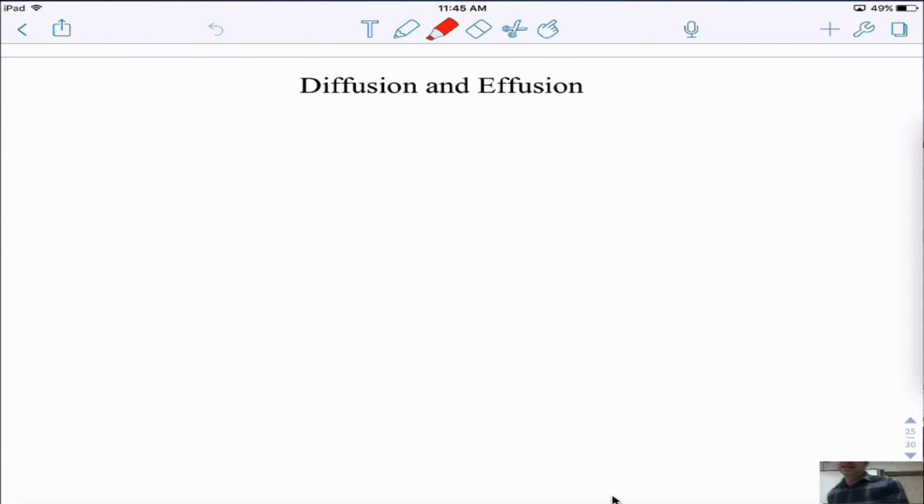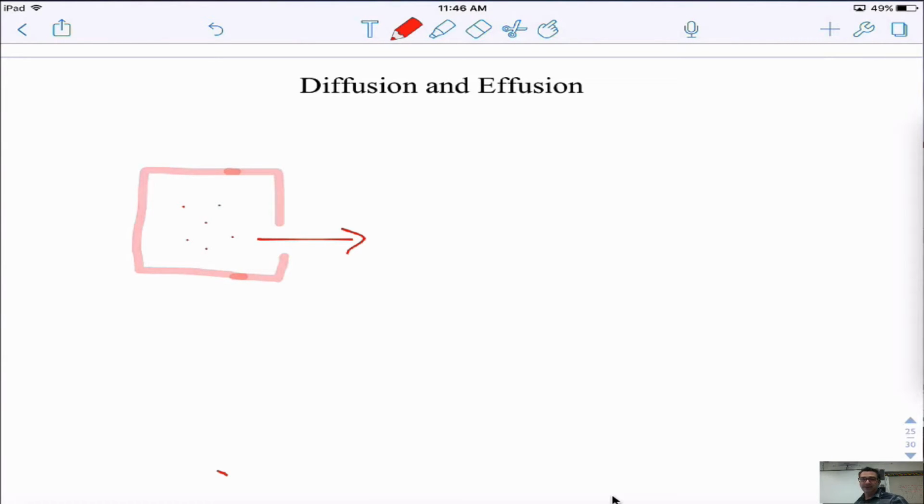Alright, welcome everybody. Today we're going to talk about diffusion and effusion. And to understand what this is, we need to think about gas particles and how they move. So the idea is that if I were to have particles in a container over here, and there was an opening in that container, the gas would start to come out of the container. And it would eventually completely fill whatever container was outside of it. This is diffusion.